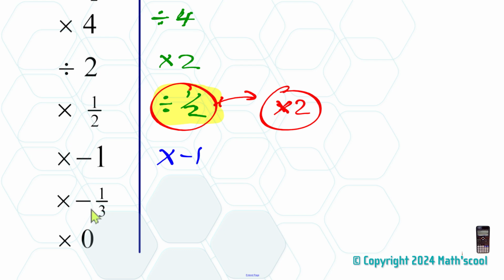The opposite of times -1/3. Okay, so it's going to be divide by -1/3. But rather than do divide by -1/3, I'll do times by -3/1. I'll flip the fraction instead of changing the times to a divided by. So the opposite of times -1/3 is times -3. And the opposite of times 0, it's a trick question. Do you know it? Tell her you know it.